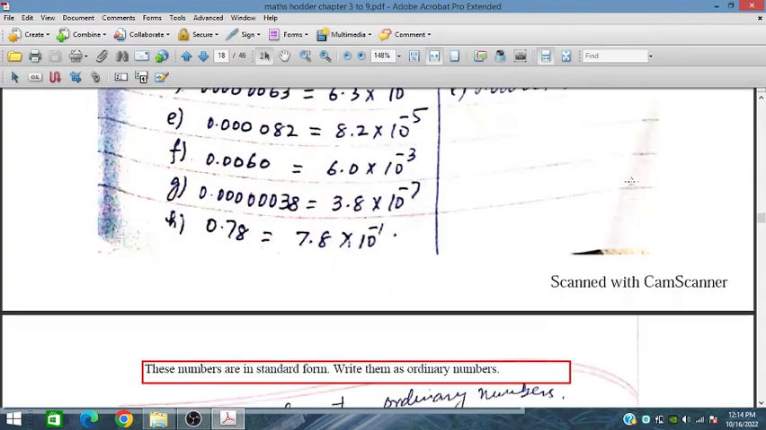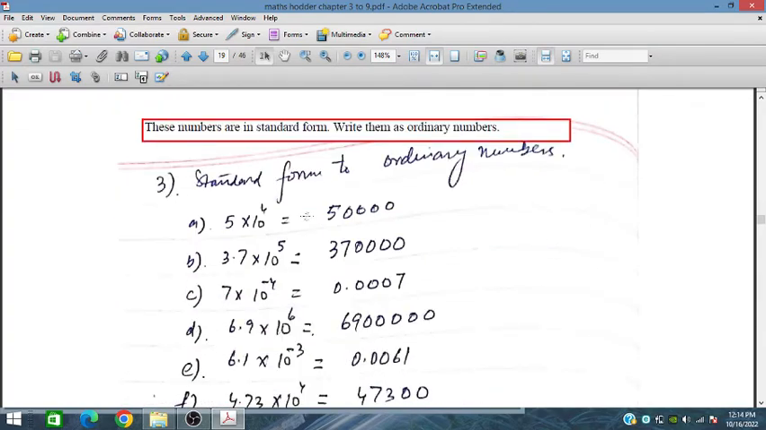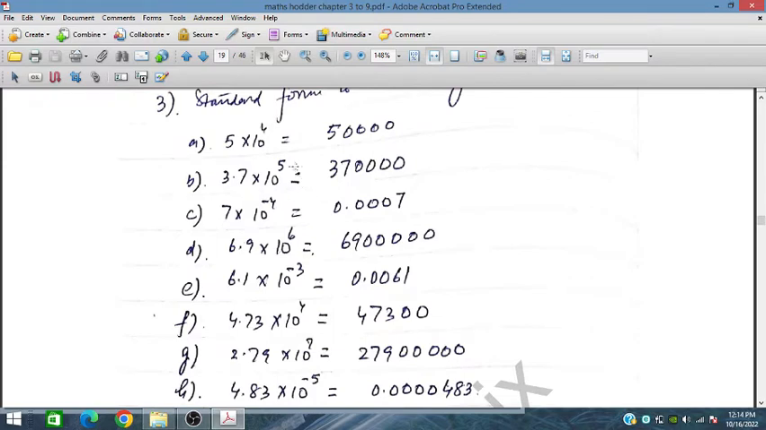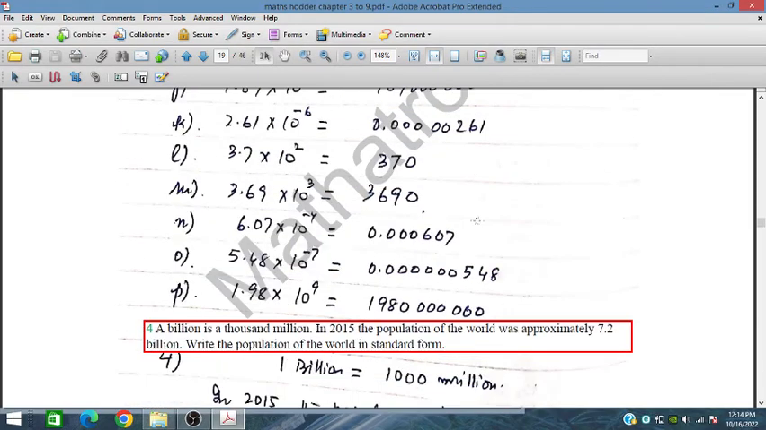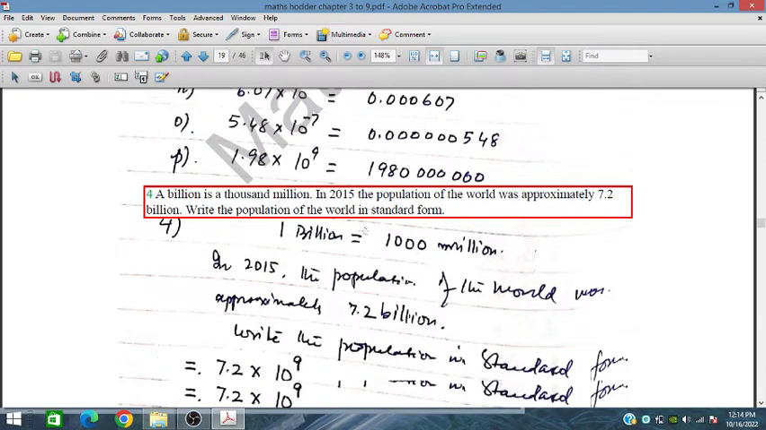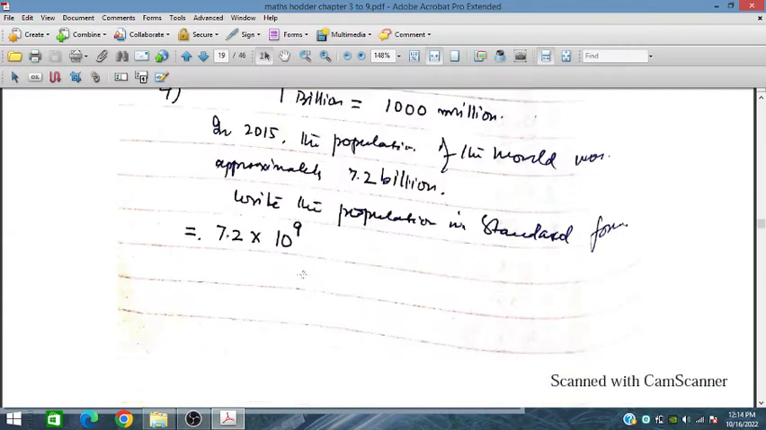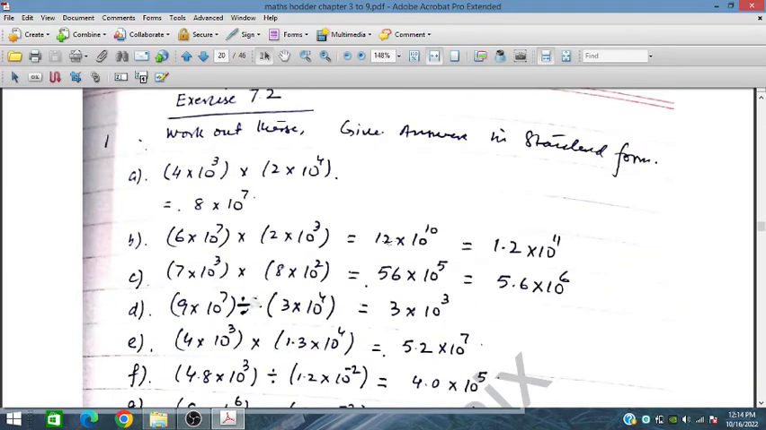7 for this one. The ordinary number is this, from here to here. There are 4 zeros and 5 zeros after the decimal point, 1, 2, 3, 4, and this 7 is also considered because of this. This is just reversing it, and 1 billion is this, 100 million, and we write it in standard form.